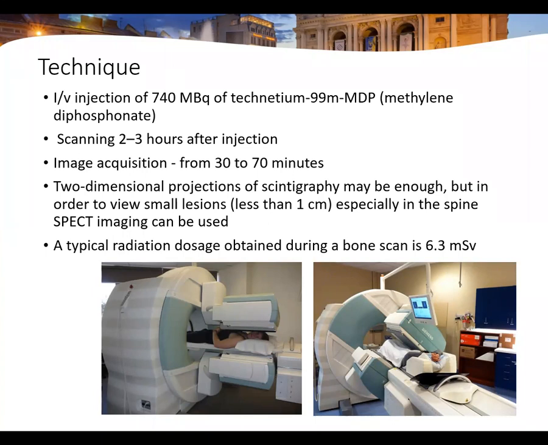The typical radiation dosage obtained by the patient during the bone scan is relatively small, approximately 6.3 millisieverts, which can be compared with one computed tomography scan without contrast. So single-phase computed tomography, but in case of oncological pathology, we usually perform multi-phase CT. The dose during one CT is approximately 20 millisieverts, so many times more than one bone scan. We will have a small break and then we will continue.